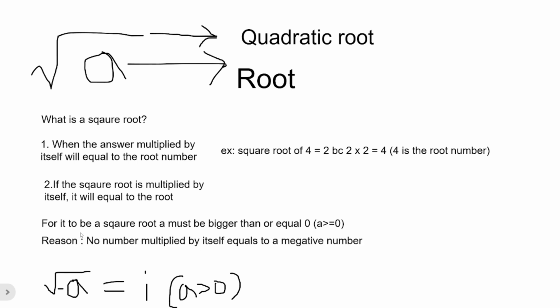And the reason is because there is no number multiplied by itself that equals a negative number. So there are not two numbers that multiply together and equal a negative number. So the square root of a negative number, we call it i, which is an imaginary number.